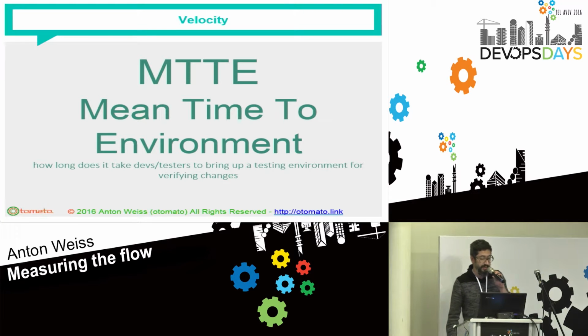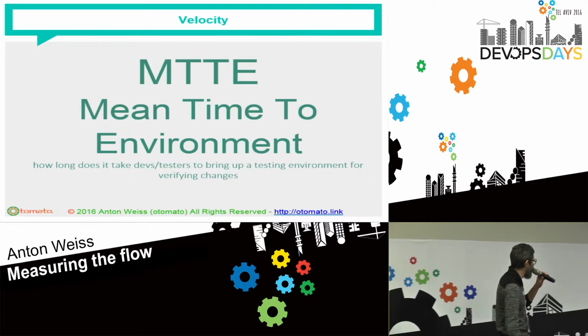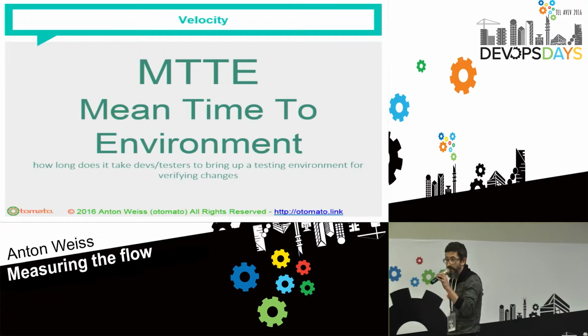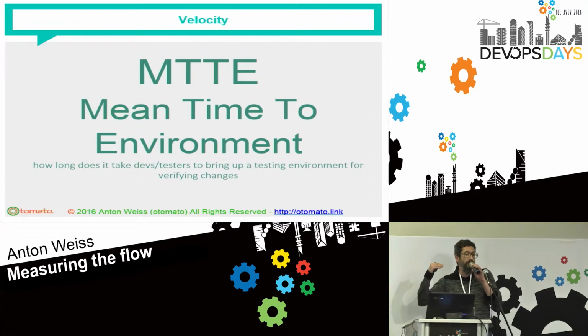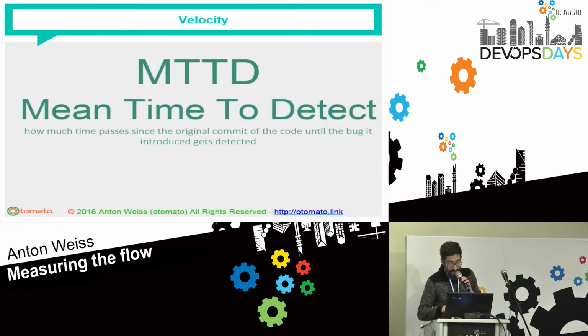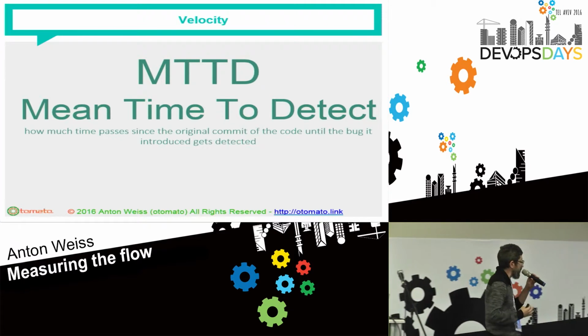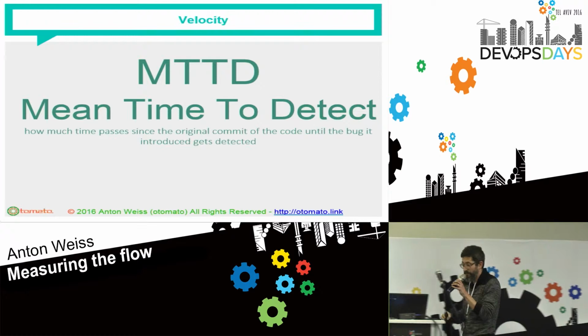And then we have the mean time to environment, which means how long devs or testers, or whoever needs an environment, have to wait for an environment to come up. Of course, if we're already doing continuous delivery and everything is automated, this takes seconds, but we usually don't start at that point. Mean time to detect, which means how much time passes from the original commit of the code until the bug it introduced gets detected. Okay, very important. Of course, when everything is automated and we're testing things well, we expect this to be very fast.